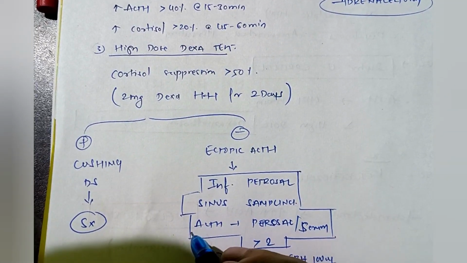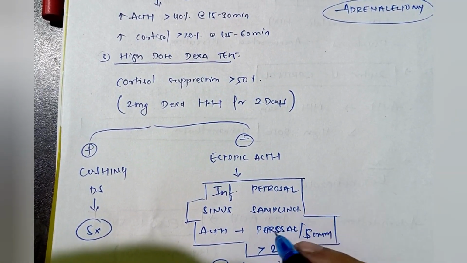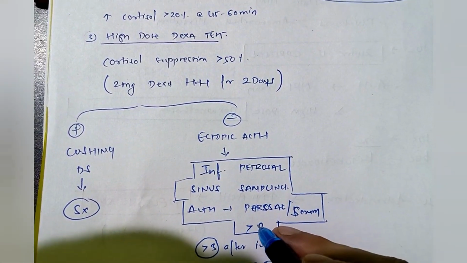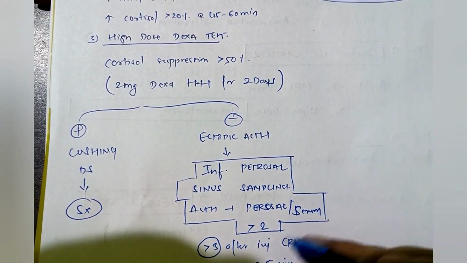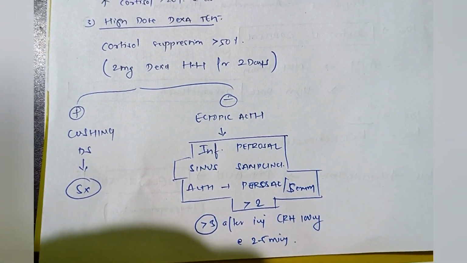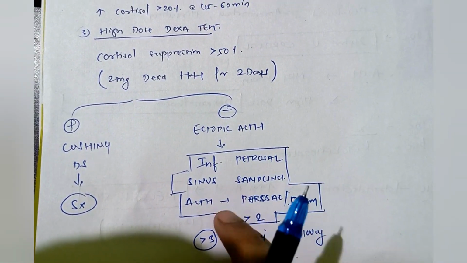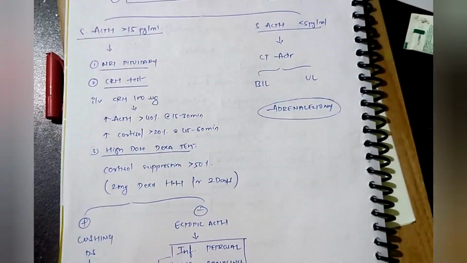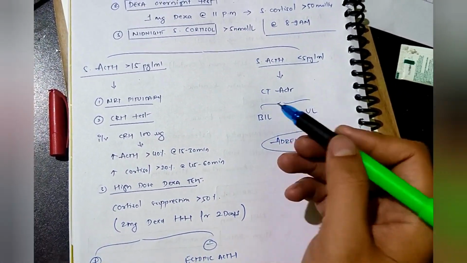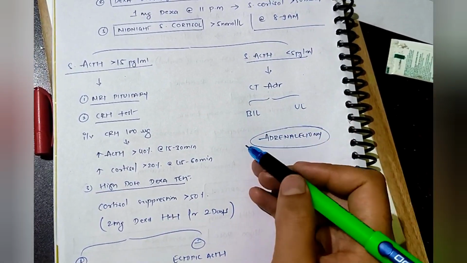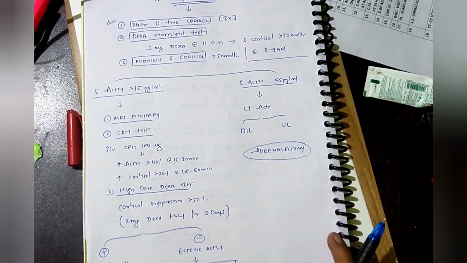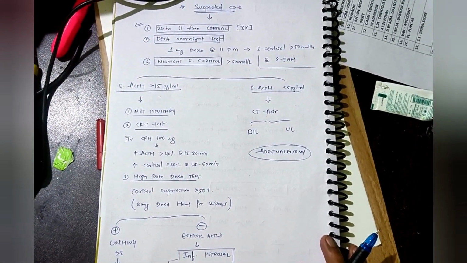For confirmation, what we can do is inferior petrosal sinus sampling. You have to look at the ACTH, and you have to see the ratio of petrosal sampling to the serum, if it's more than 2, and more than 3 if you have given the injection of corticotropin releasing hormone, and at 2 to 5 minutes you see these ACTH levels. And now if ACTH is less than 5, that means it's a peripheral cause, then you have to do the CT abdomen, that is CT adrenal glands. If it's bilateral, based on that you decide on adrenalectomy. So this is the approach. Thank you.